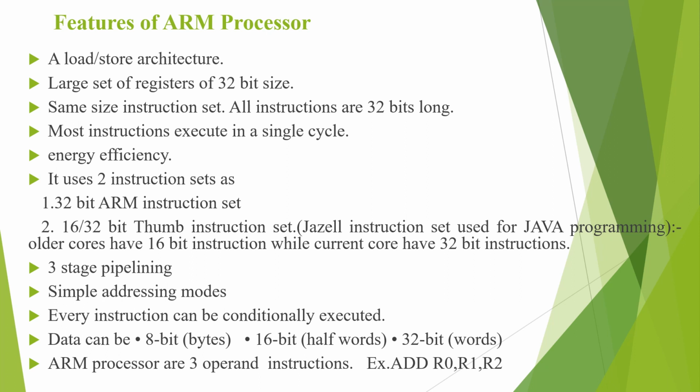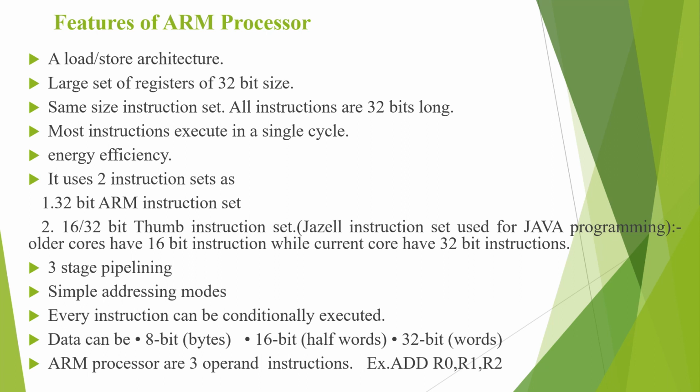Now we will look at the features of ARM processor. ARM processors have a load and store architecture. Load and store architecture means they do not access memory data directly. Everything is loaded from memory into the register. After execution, the results are stored back into the register. That is why it is called a load and store architecture.